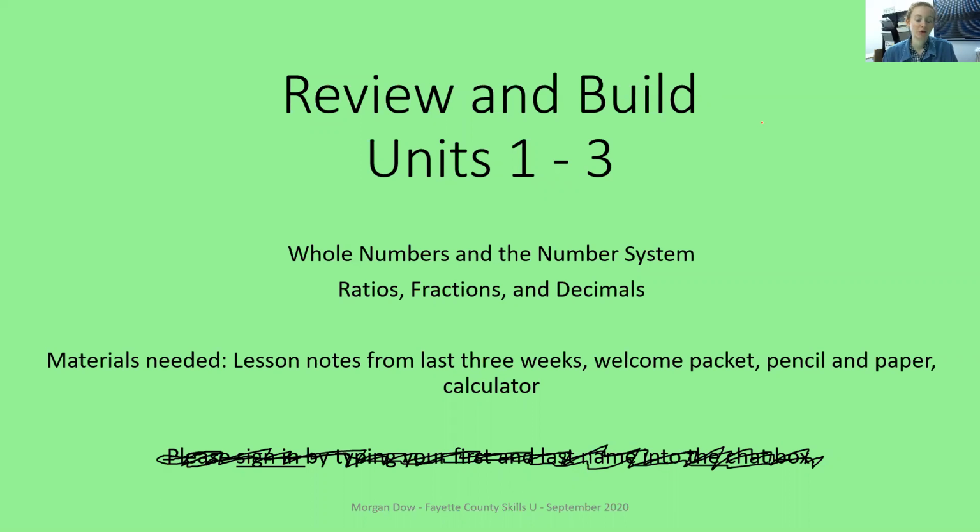This week we are reviewing and building on the previous 3 weeks, units 1 through 3. So we will be reviewing and building on what we learned about whole numbers in the number system, ratios, fractions, and decimals. The materials you'll need for this lesson, you'll probably want your lesson notes from the last 3 weeks if you attended those lessons.